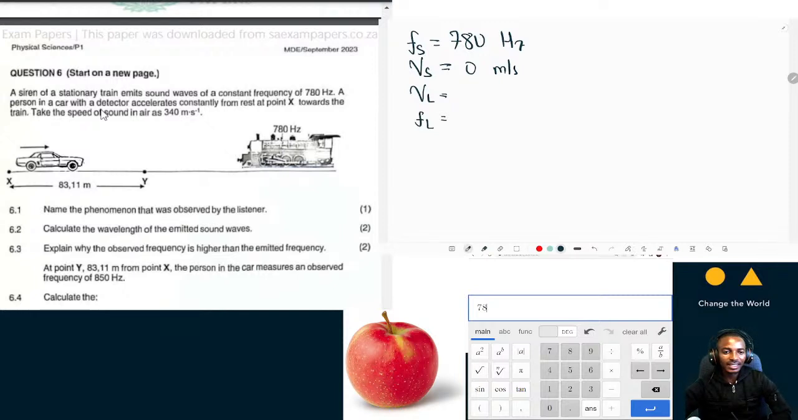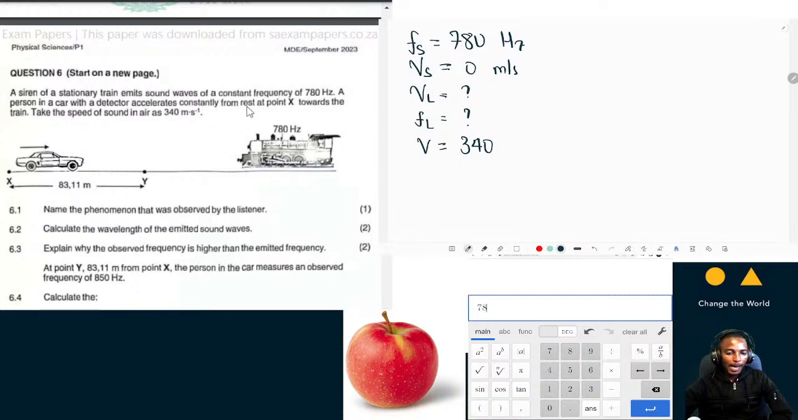This detector accelerates constantly from rest, so the initial velocity of the detector is 0. The final velocity we don't know, so we don't know these quantities. Then take the speed of sound in air as 340.